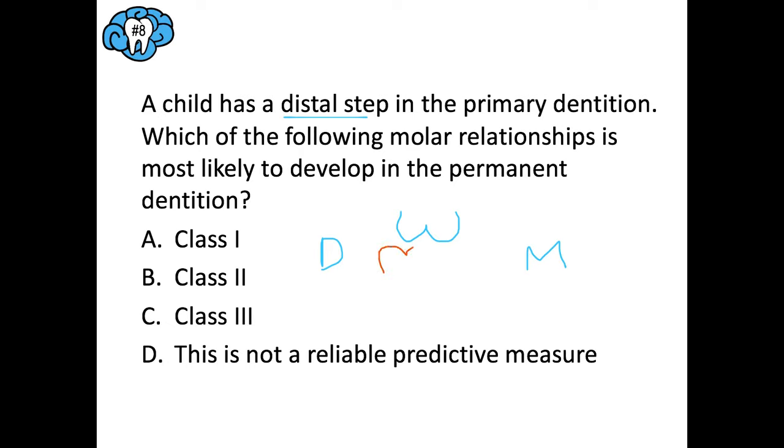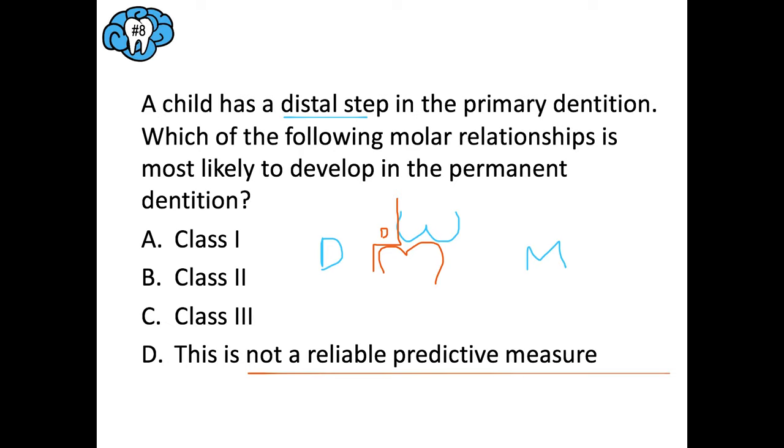If we draw the lower molar down here, we have a stair step on the distal side, and it can support a little letter D right there. And so this is our distal step relationship. We can see that the upper molar is too far forward relative to the lower molar, and that sounds like a class 2 situation. And it certainly is. Now, if we didn't spend so much time talking about this in our series, you may have guessed that this doesn't sound like a very reliable predictive measure.